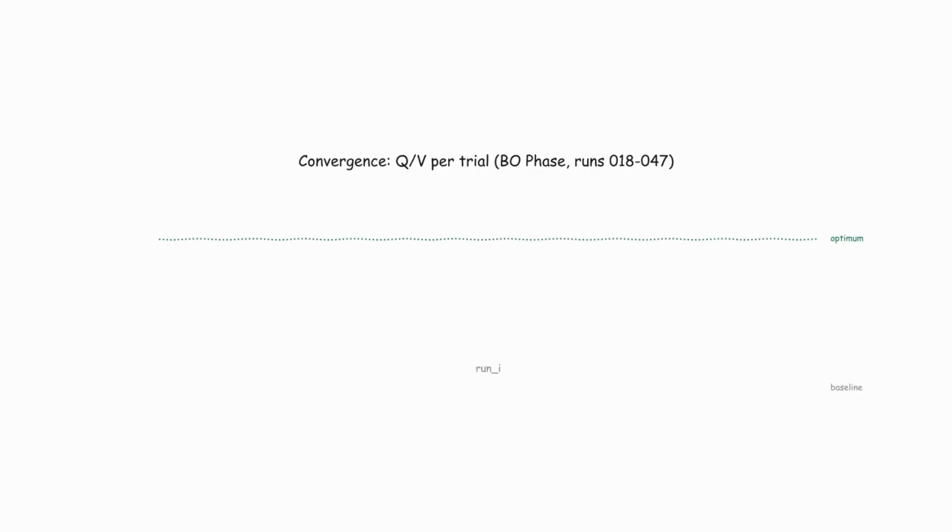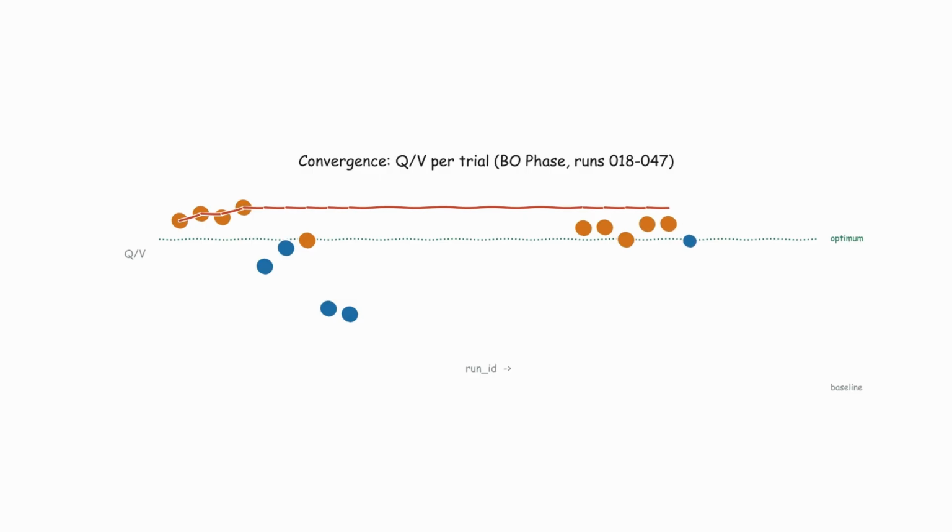Let's look at the convergence curve. Each dot is one CFD run from phase 2, plotted by run number on the x-axis and Q over V on the y-axis. The red line is the running best. The grey dashed line is the baseline, 1.08 watts per cubic centimeter. The very first Bayesian optimization run, run 18, lands at 2.133, already double the baseline. That's because the seeded history pointed the TPE directly to thin fins.